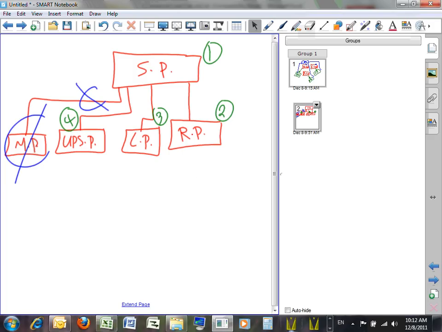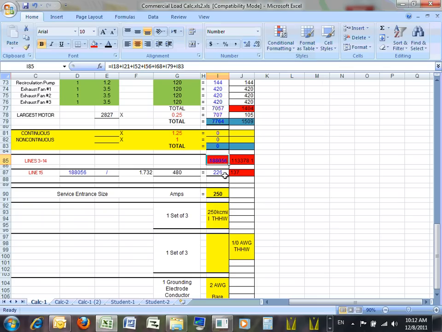This is the calculation for a service panel. That's the load that's going to be fed from a service panel. Are you guys with me? Service panel? Okay. All right. So I'm not going to lie to you, Chris, my friend. Then I picked it up here.